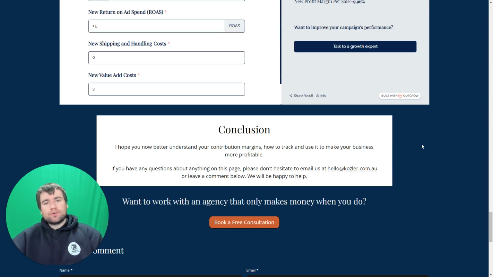Alright, so now you should have a good understanding of what contribution margin is, why it's so critically important to actually properly grow and scale your business, how to actually measure it, and then how to use it to grow and scale your business.